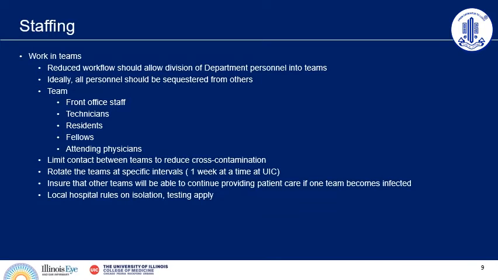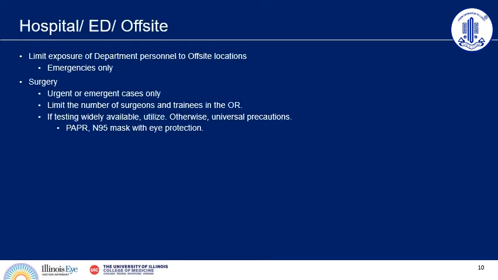So it's very important to have this sort of vertical structure so that these teams are sequestered from each other, and any other learning or resident education or fellow education should be done remotely if at all possible through Zoom applications or WebEx or whatever is available. This will ensure that other teams will be able to continue providing patient care if one team gets infected.